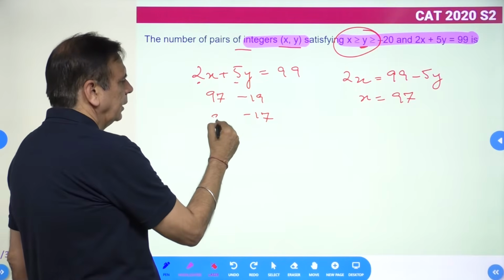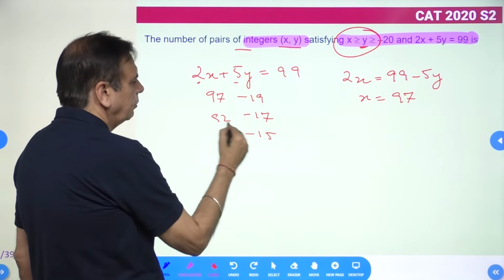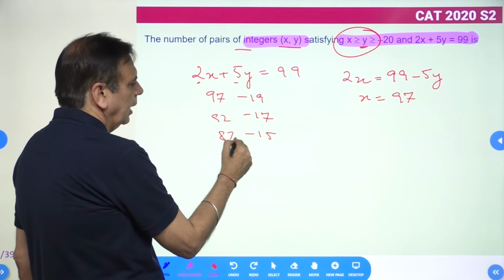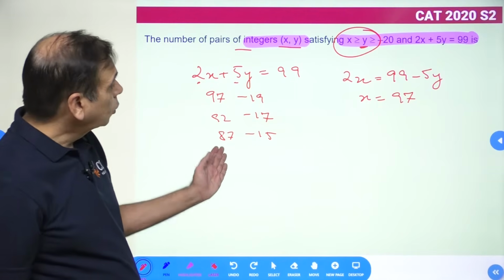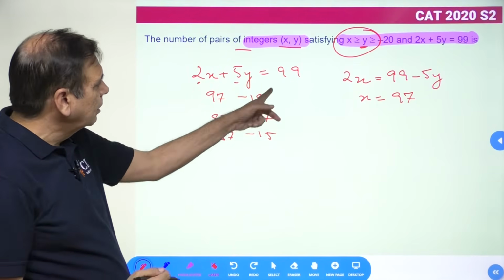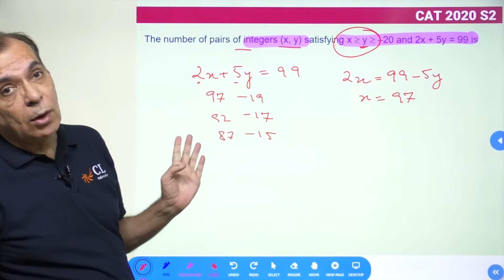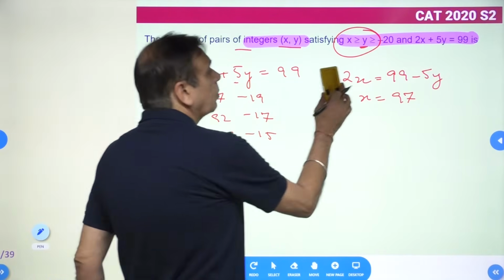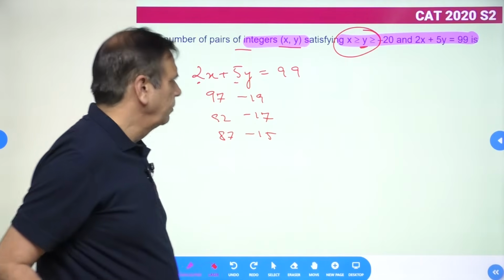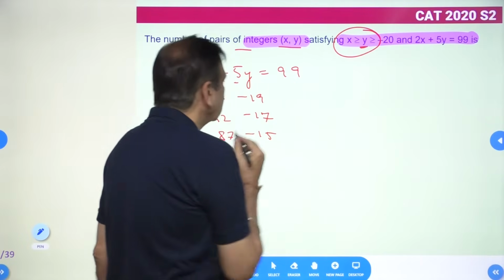Okay, so 92. Similarly, -15, 87, and so on and so forth. Okay, what do we need now? We need the number of solutions. The pattern is visible. So what I want now is, on the other side, what is the highest possible value of y?